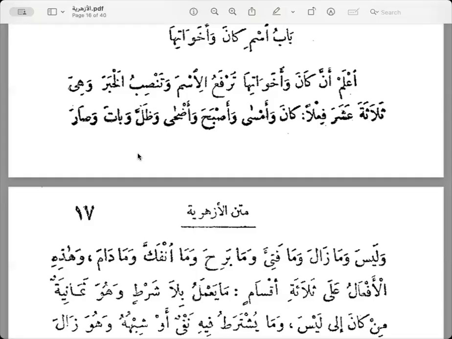That's very, very different. Okay, so the hal, for example, doesn't have to always connect to you, right? Whereas here it does because you're talking about mubtada and khabar. Does that make sense? Yeah. Okay. Good.